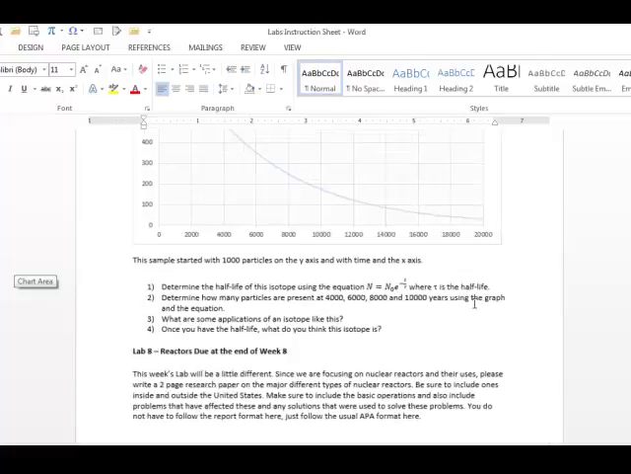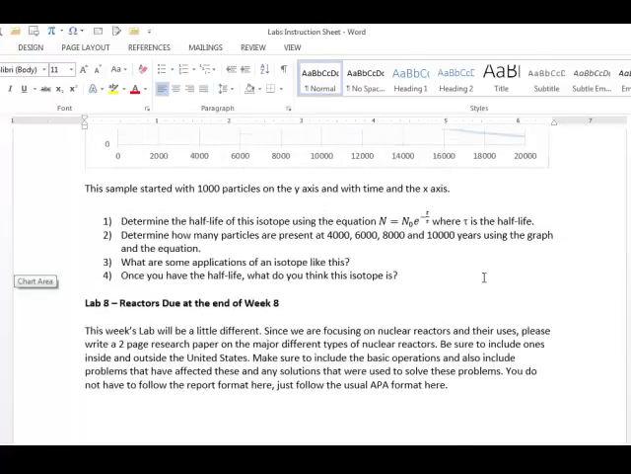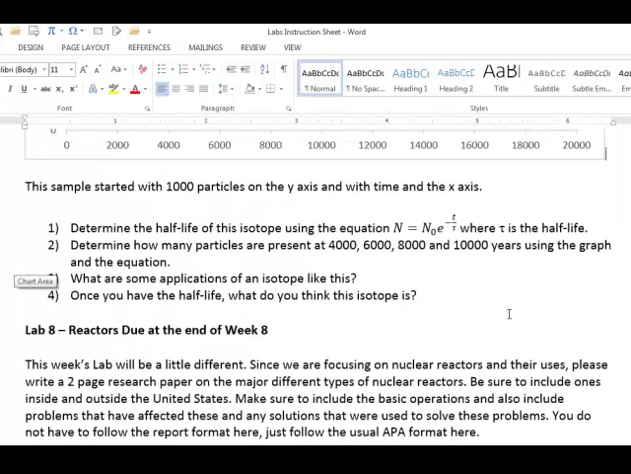And what I'm going to do here is zoom in because it's really hard to see some of these exponents. There we go. So what you're going to do this week is you're going to examine this and determine these questions. Determine the half-life of this isotope using the equation n equals n0 e to the minus t over tau.